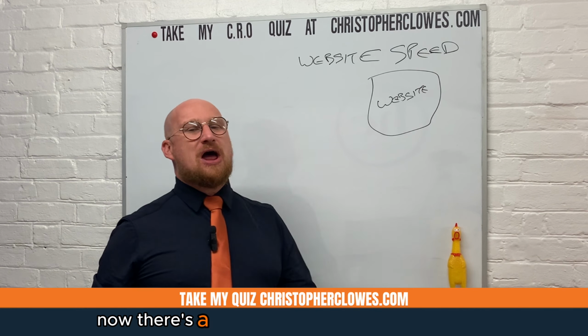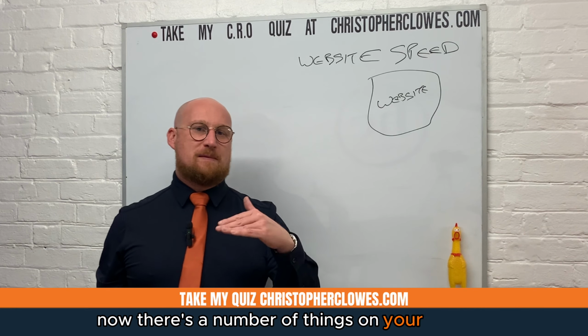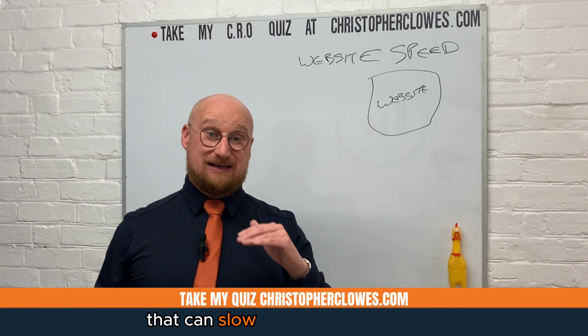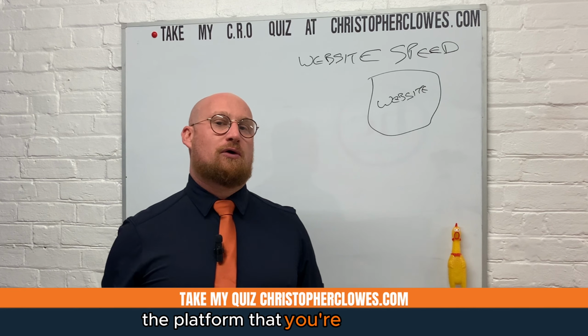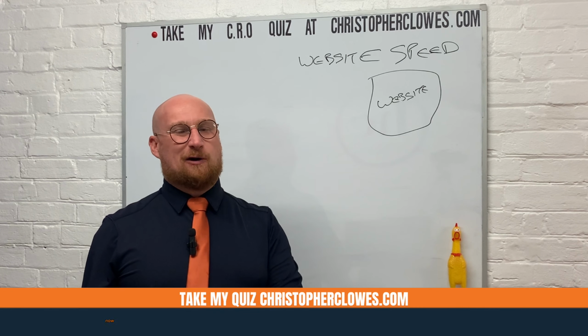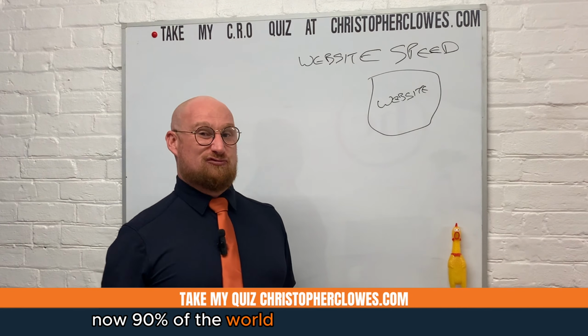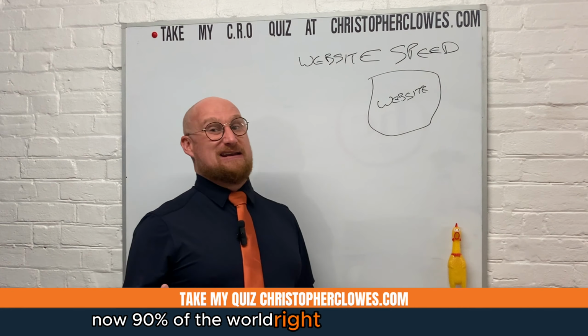Now, there's a number of things on your website that can slow it down, depending on the platform you're using. 90% of the world right now is on WordPress or Shopify or Wix or Magento, which is pretty much a CMS template. So they're okay in terms of the way the code is laid out, which is a big thing.